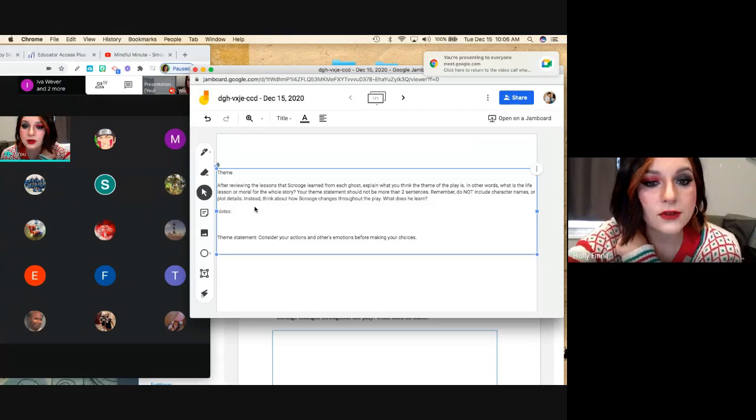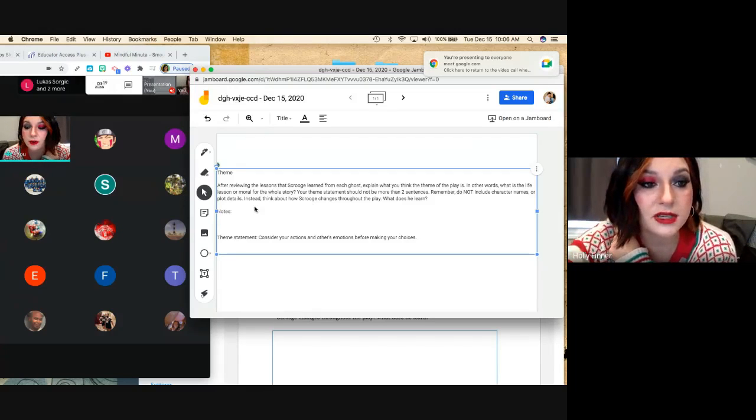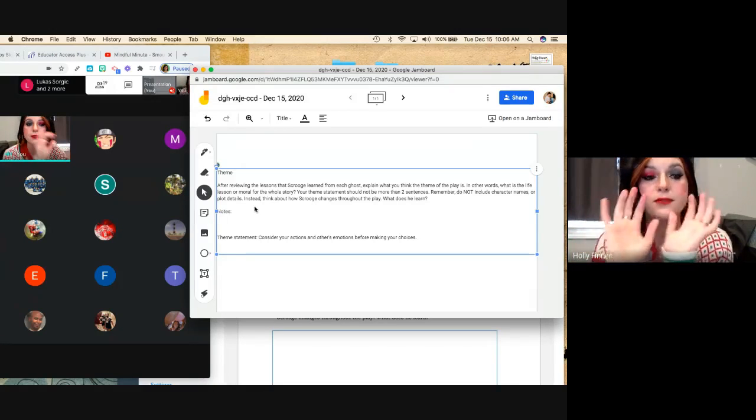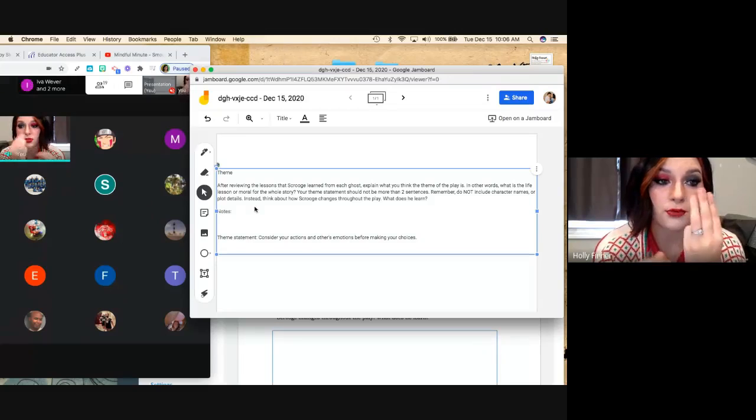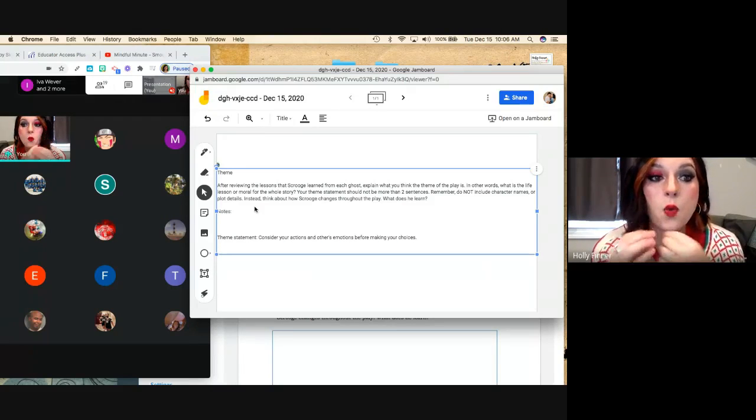So, theme. It says, after reviewing the lessons that Scrooge learned from each ghost, explain what you think the theme of the overall play is. So, we've found evidence to support 3 themes. So, we've been given the 3 themes already, right? Now, we're coming up with one for the entire play.